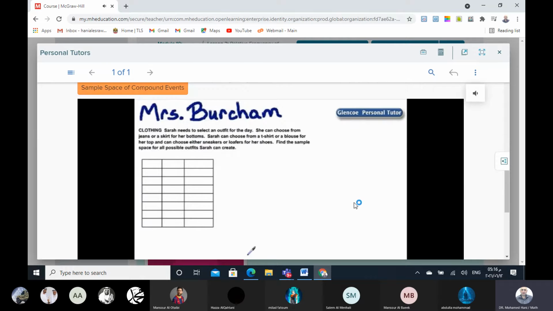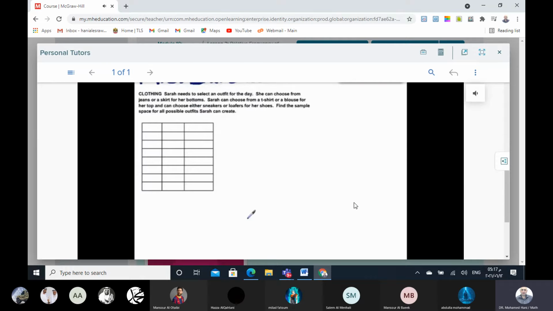Hi, I'm Mrs. Bertram, and we are going to find the sample space. Clothing. Sarah needs to select an outfit for the day. She can choose from jeans or a skirt for her bottoms. Sarah can choose from a t-shirt or a blouse for her top, and can choose either sneakers or loafers for her shoes. Find the sample space for all possible outfits Sarah can create.